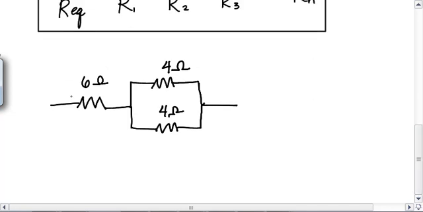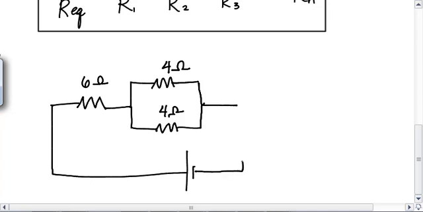Now, let's go ahead and connect this to a battery. The battery symbol is a long line and a short line parallel to the wires. The long side is the positive side, the short side is the negative side. And I will make this 16 volts.